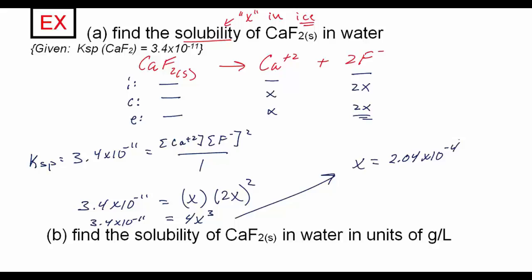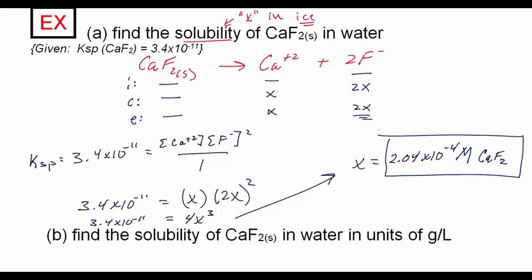Okay, now my Ksp is a concentration table, so that's big M, and I can put more units on it, calcium fluoride. So my X in ICE is 2.04 times 10 to the negative 4 molar calcium fluoride. That's the solubility.